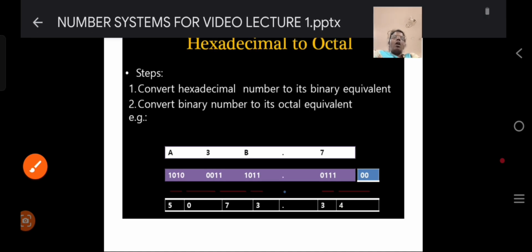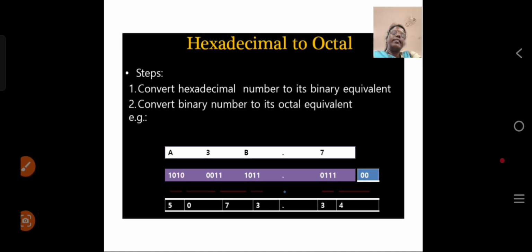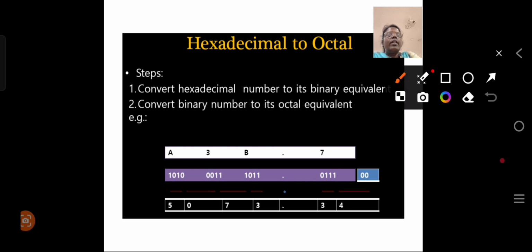Now how to convert hexadecimal to octal, the reverse process. The hexadecimal number is given. That number can be converted first to the binary equivalent, then the binary equivalent can be converted to an octal number. Consider here A3B.7 as the hexadecimal number. Digit 7 should be converted to a 4-bit binary code. B should be converted to the 4-bit binary code 1011. 3 must be converted to 0011. A must be converted to 1010.